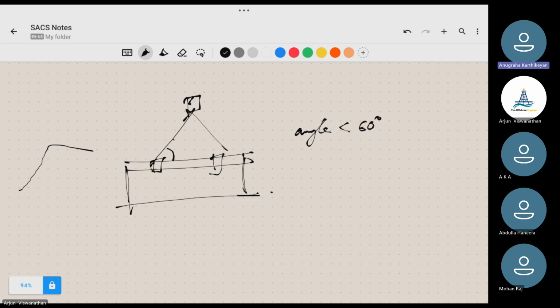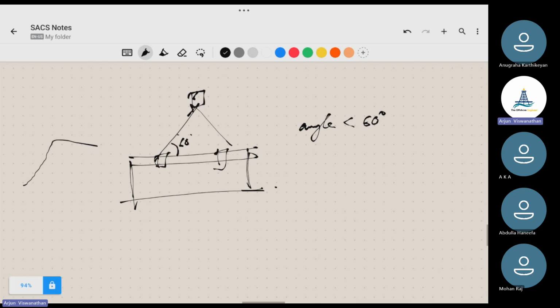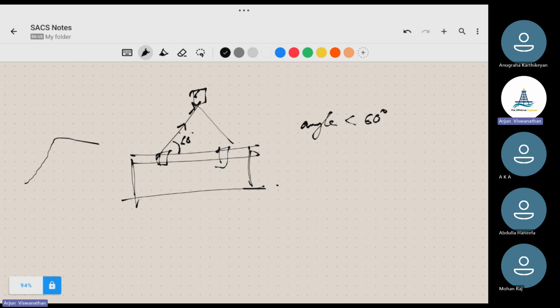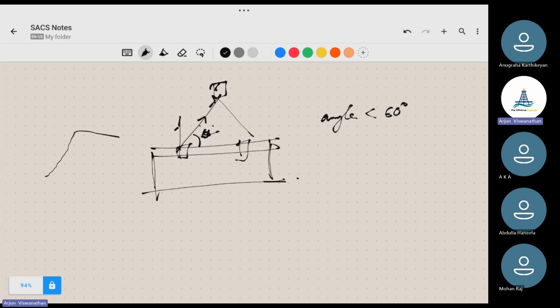Okay. This angle should be minimum 60 degree. Why is 60 degree important? Because there will be some tension coming onto it, so it will have a component. Let's say this is theta. It will have a sine theta component and it will have a cos theta component.